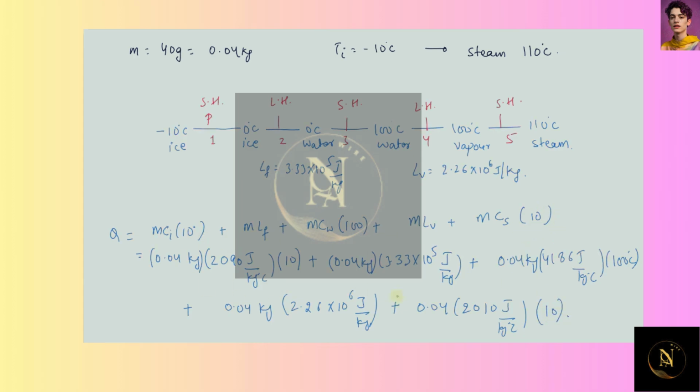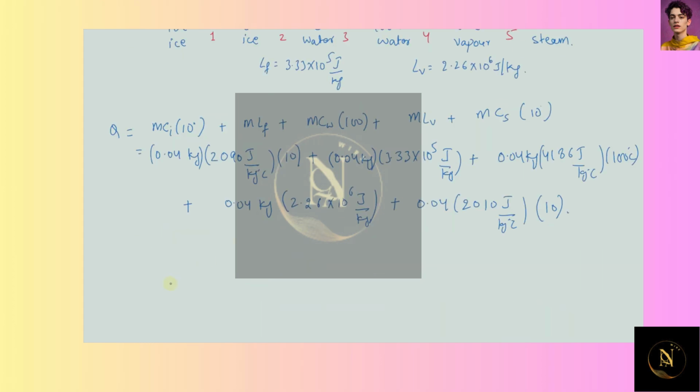So we're going to add all these terms and finally we'll get 1.22 times 10 to the power 5 joule. This is equal to Q. So finally we can conclude that the amount of heat needed will be equal to 1.22 times 10 to the power 5 joule. So this is the final answer.